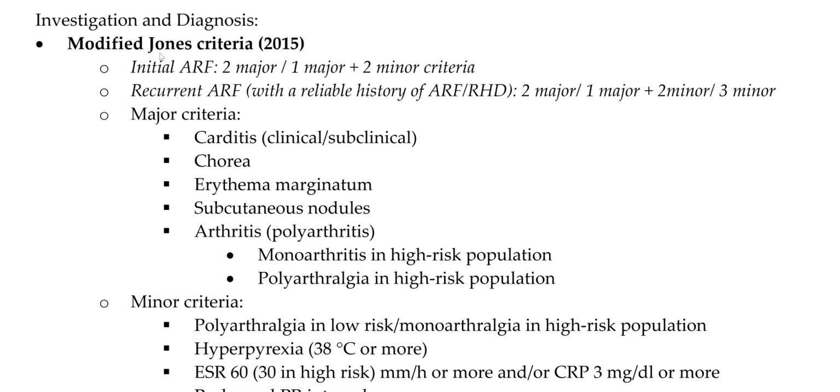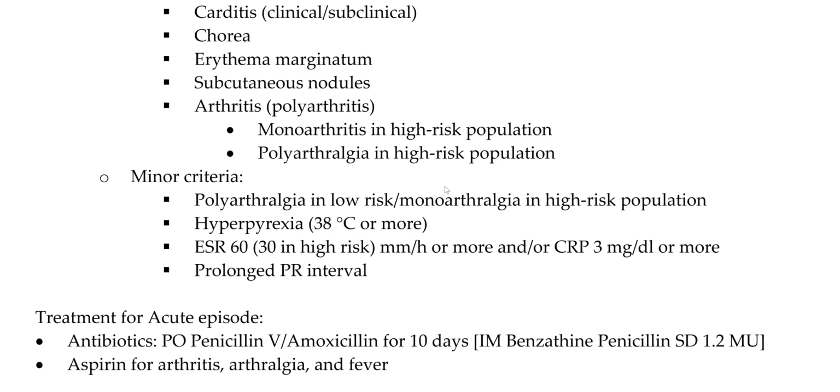How I remember is based on the mnemonic JONES, that is J stands for joint, that is arthritis. O, I remember as heart shape. You know, heart shape, that is carditis. N stands for nodules, so subcutaneous nodules. E stands for erythema marginatum. S stands for Sydenham chorea. So that's how I remember this. I hope that helps you to remember the major criteria.